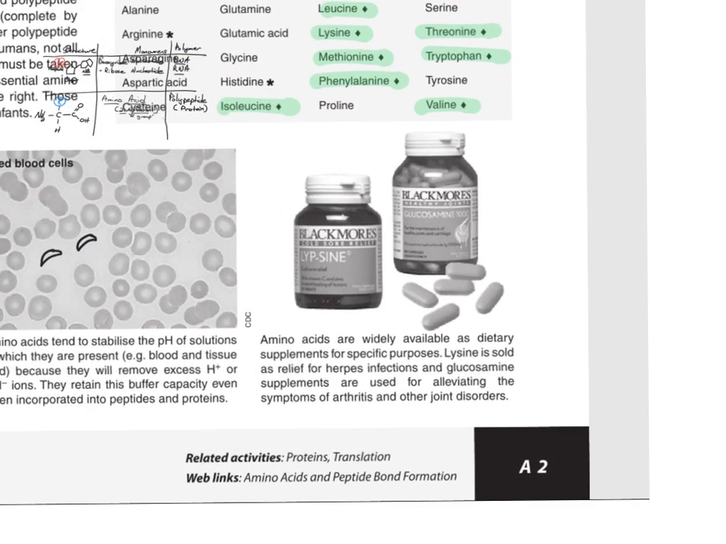All right, so you can eat amino acids as a supplement. Do you see them at GNC?